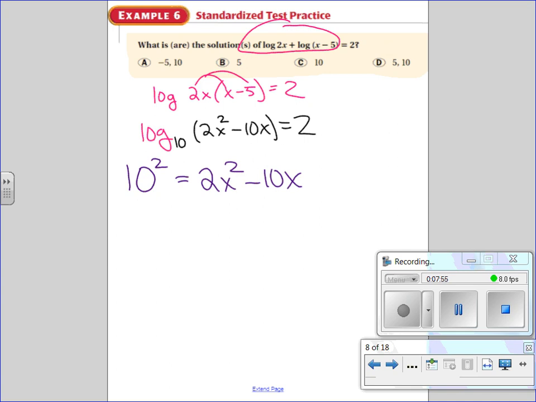What does 10 squared equal? So we're going to subtract this 100 over to this side so we can get everything set equal to 0. Make sure you're set equal to 0 before you try factoring and solving.